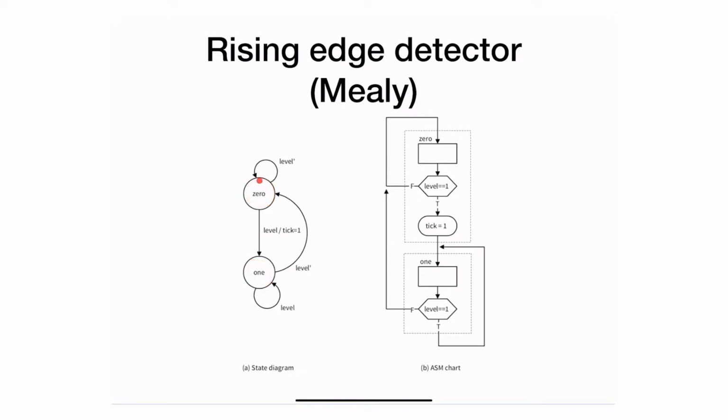If you're in state 0 and level has been asserted, you can see that the tick gets asserted at this particular point. Basically, you're moving from 0 to 1, and this is when you assert the tick. Pretty straightforward again. You can follow it on this ASM chart if you choose to.